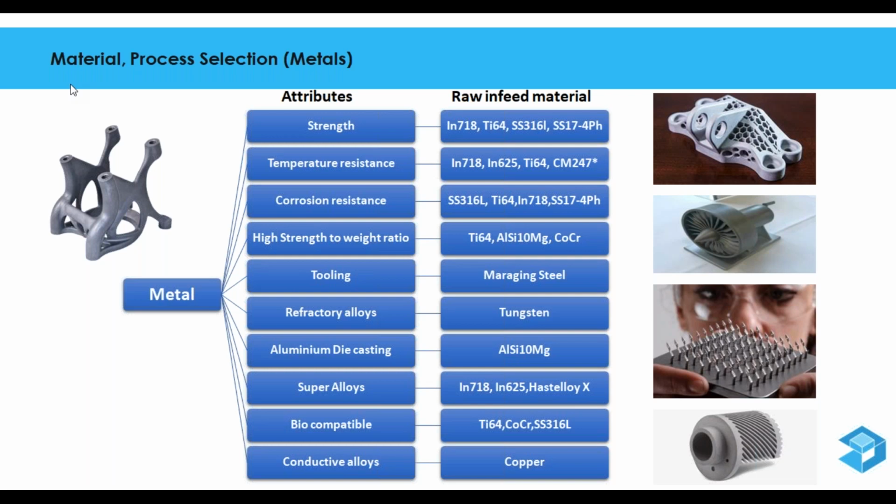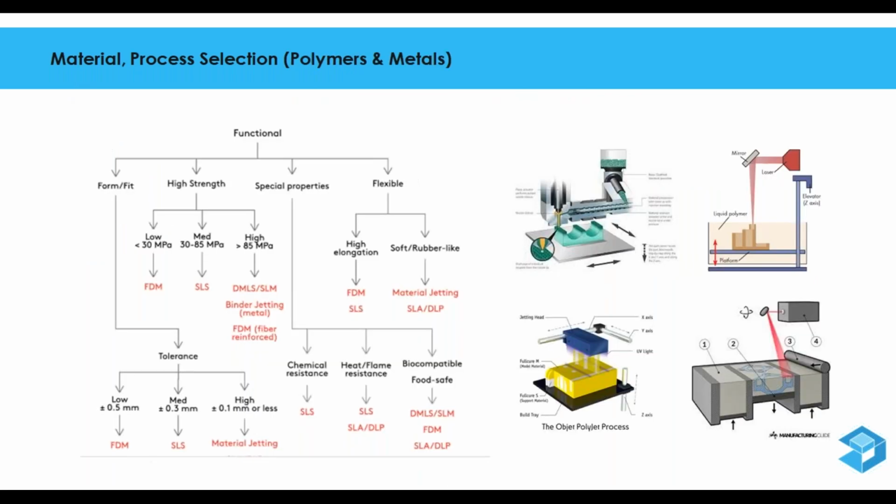On the tooling side, you use Maraging steel and different kinds of tooling steels like S13, refractory alloys like tungsten, similar to aluminum die casting. You can use AlSi10Mg. Superalloys like IN718, IN625, Hastelloy X can be used. Biocompatibility can also be judged through titanium alloys, cobalt chrome alloys, and SS316L, and conductive alloys like copper, CuCr, ZR kind of things. So you need to understand how to make a decision over it.